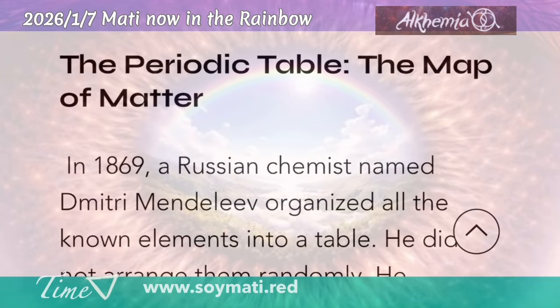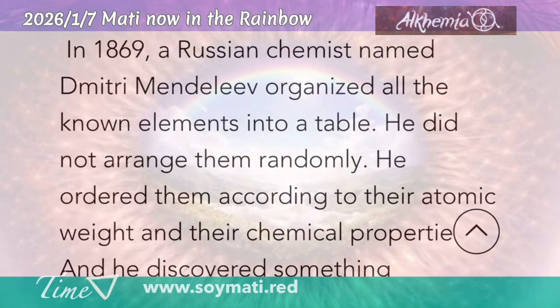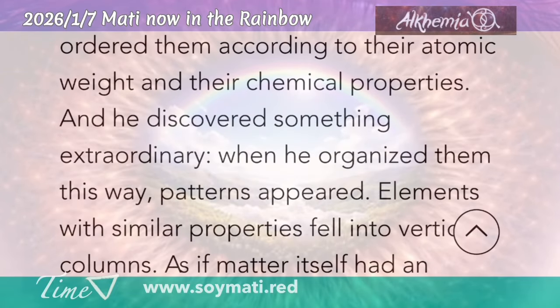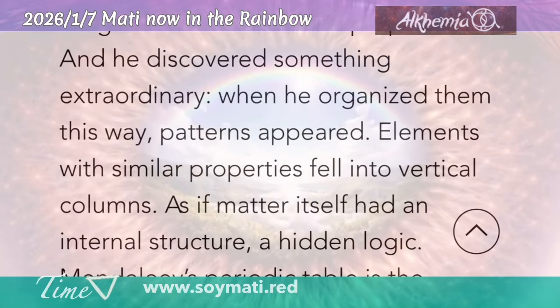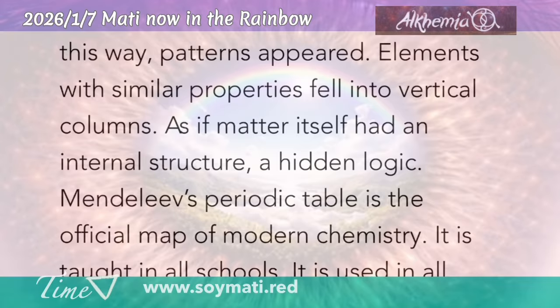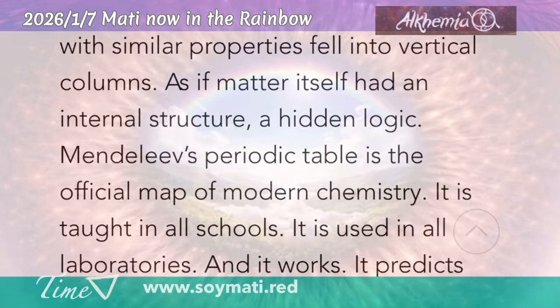In 1869, a Russian chemist named Dmitry Mendeleev organized all the known elements into a table. He did not arrange them randomly. He ordered them according to their atomic weight and their chemical properties. And he discovered something extraordinary. When he organized them this way, patterns appeared. Elements with similar properties fell into vertical columns, as if matter itself had an internal structure, a hidden logic.